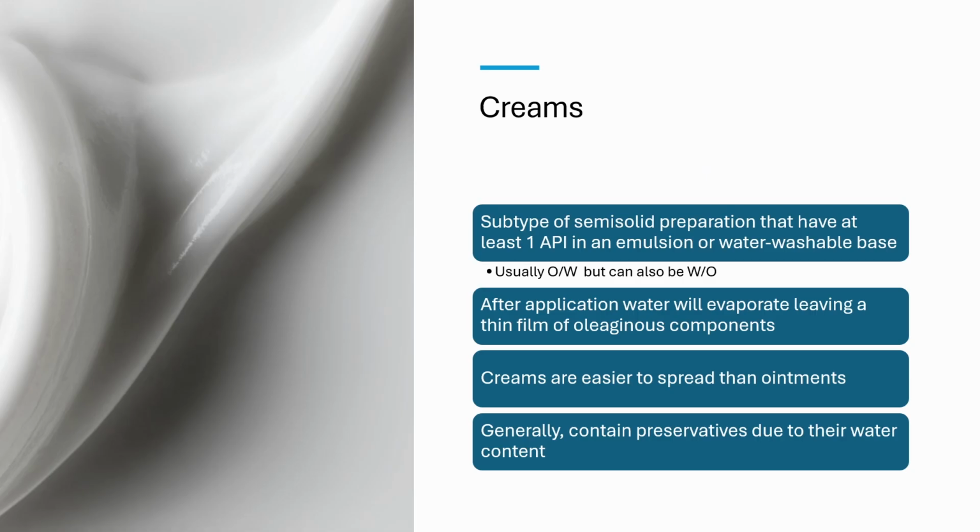Creams are a subtype of a semi-solid preparation that contain at least one active pharmaceutical ingredient in an emulsion or a water washable base. After a cream has been applied, the water will eventually evaporate, leaving a thin film of its oleaginous components. Creams are much easier to spread than ointments are, and because of the risk of microbial growth due to their water components, they generally contain a preservative.